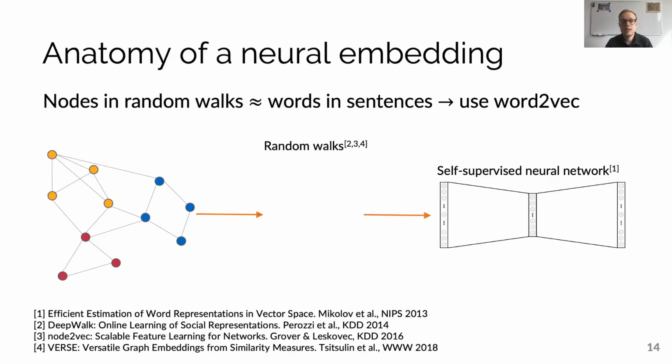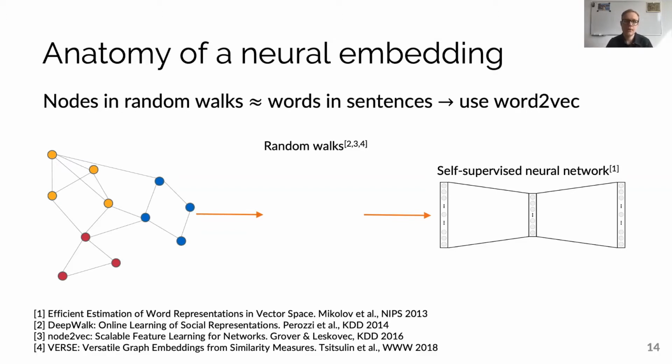And overall, the anatomy of the neural embedding is basically the well-known Word2Vec algorithm for words. So Word2Vec, for those who do not know or forgot, is basically an algorithm to create low-dimensional vector representations for words based on predictions of co-occurrences of words, simply speaking. And it was released in 2013.